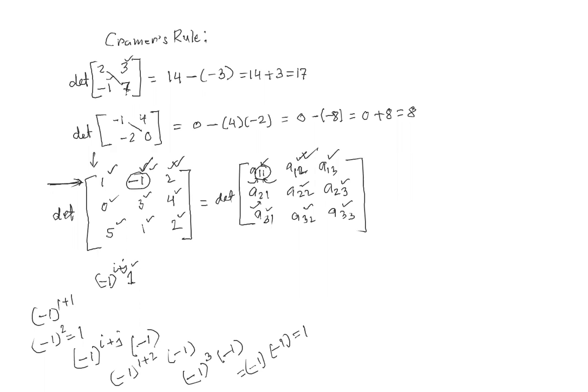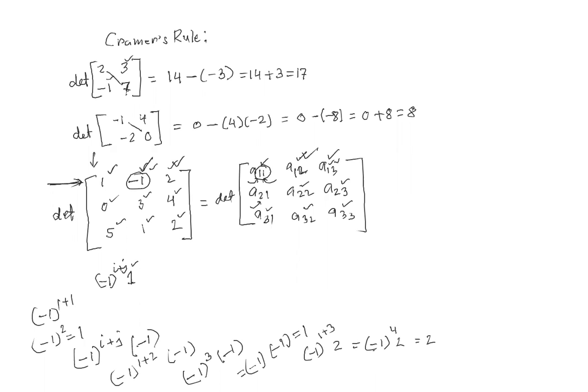Similarly, the sign associated with 2 is going to be negative 1 to the power. So 2 is what? A13, right? A13. So it's going to be 1 plus 3 is going to be negative 1 to the power 4 times 2. But negative 1 to the power 4 is just 1, which is equal to 2.